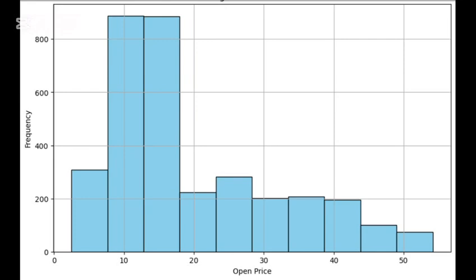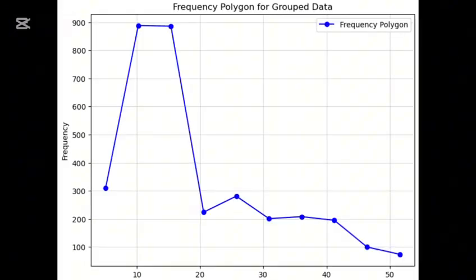This graph shows the frequency distribution of stock opening prices in the datasheet. Each bar represents a range of prices and its height indicates the frequency of prices within that range. From the graph, we observe that most open prices are concentrated in the lower price ranges, with significantly fewer stocks opening at high prices.